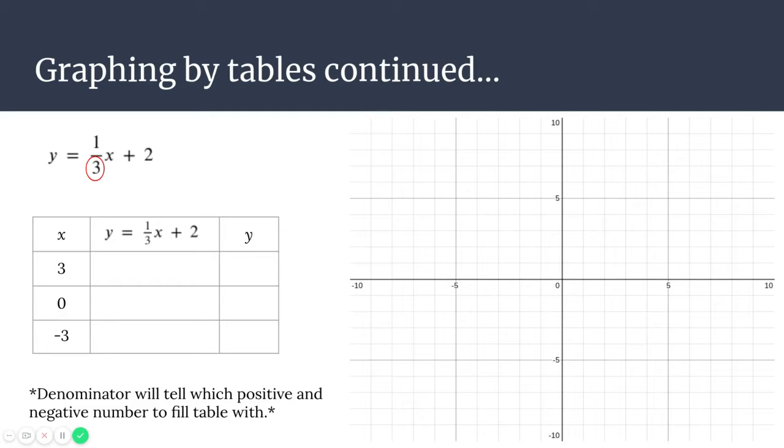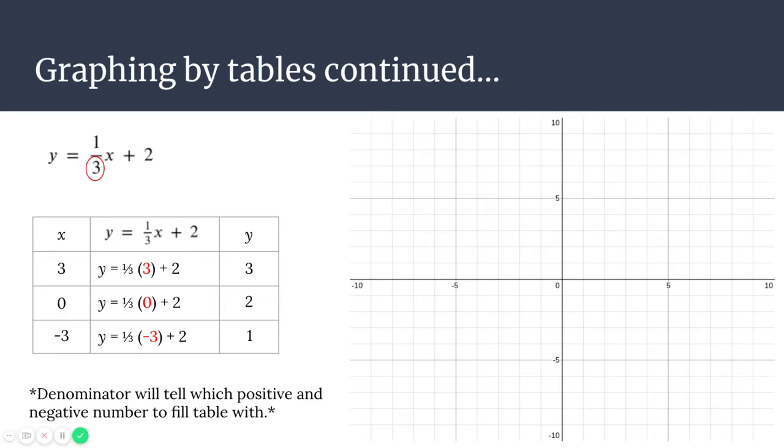Now here's why this works out real nice, because when I plug in a 3, 1/3 times 3 cancels out the 3's, and you're just going to have 1 left over. So when you do 1 plus 2, now you have a whole number, and this makes it really easy to plot. 0, always nice because it cancels out the fraction. 0 plus 2, you're going to get 2. And then when we plug in negative 3, times 1/3 will give us a negative 1, and negative 1 plus 2 is a positive 1. So much easier points to plot.